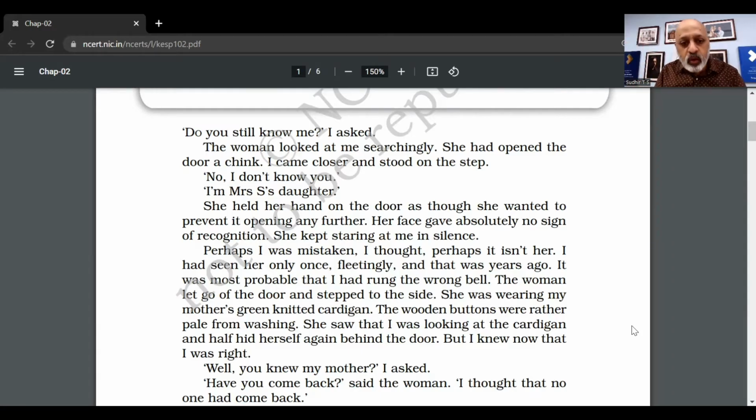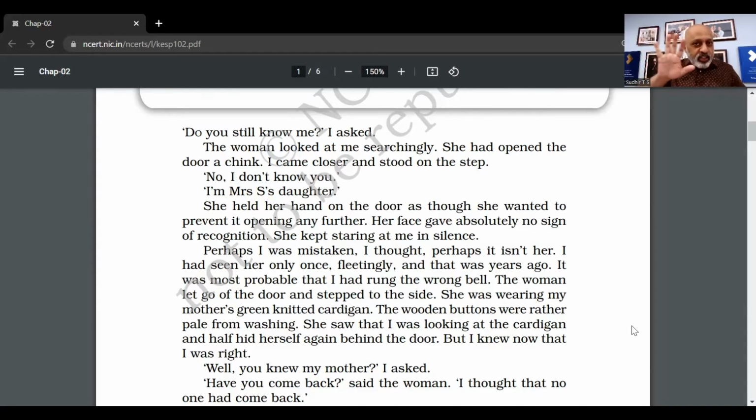And that was years ago. It was most probable that I had rung the wrong bell. That is, she may have got the address wrong. She may not have remembered the correct address. The woman let go of the door and stepped to the side. She was wearing my mother's green knitted cardigan, the sweater. The wooden buttons were rather pale from washing. That means she must have used it over and over again. She saw that I was looking at the cardigan and half hid herself again behind the door.